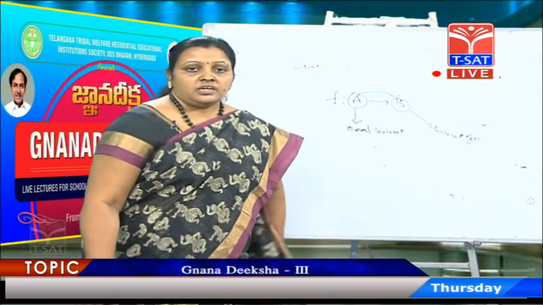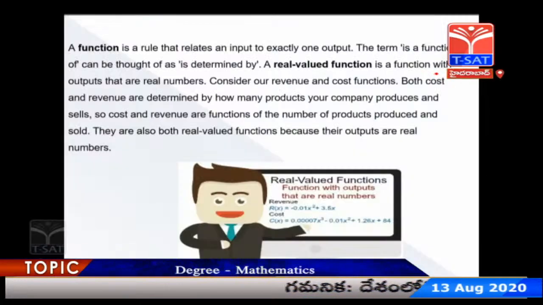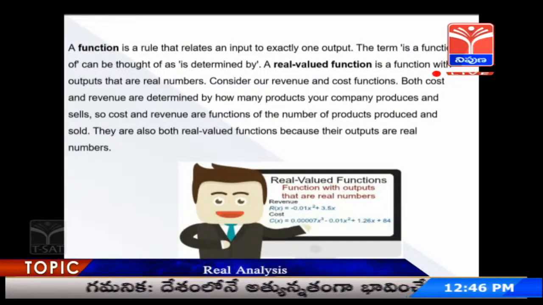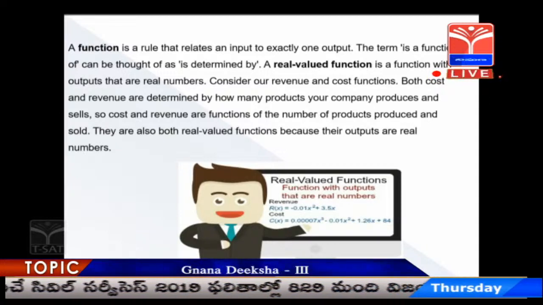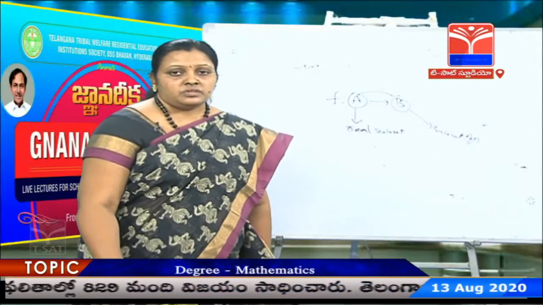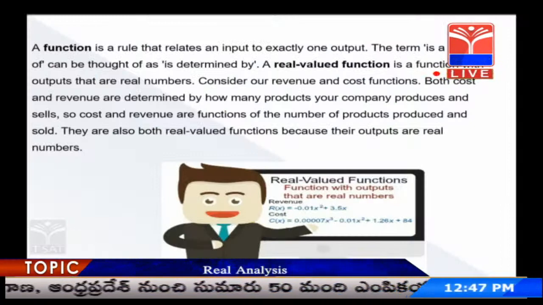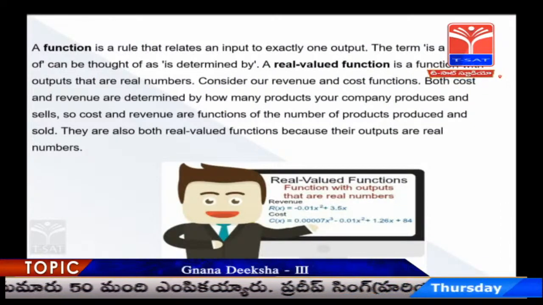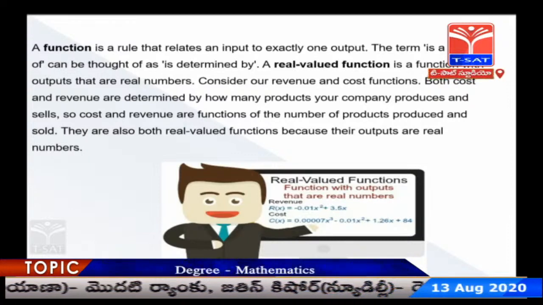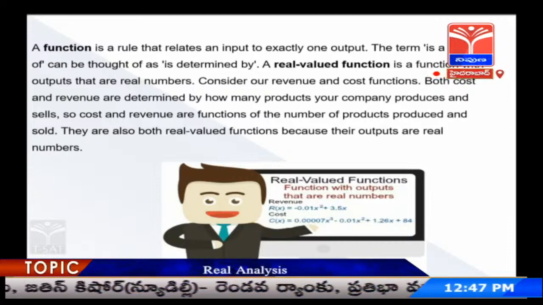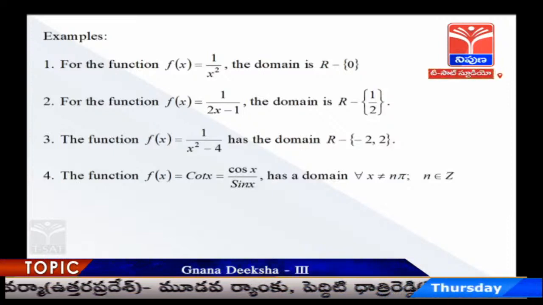And if you take an example of a real valued function in our daily life, both cost and revenue are two terms in which each input gives exactly one output. So here, the number of products produced by the company and the revenue from the total number of products sold; if we observe, the outputs will be real values. That's why both these terms can be considered as real valued functions. So these are some of the examples, and they are defined on a particular domain.